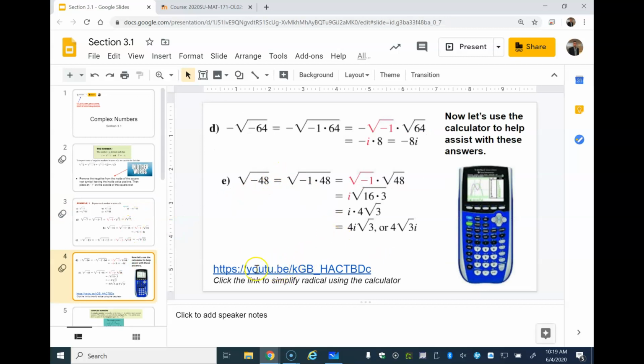This is the same video clip. If you want to copy and paste, this is exactly the same as what I told you at the beginning, but you might want to learn how to simplify radicals using the calculator.